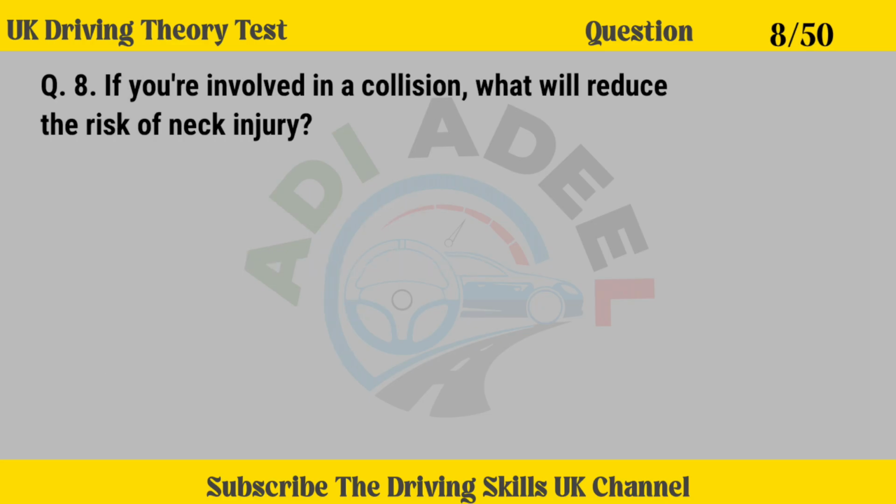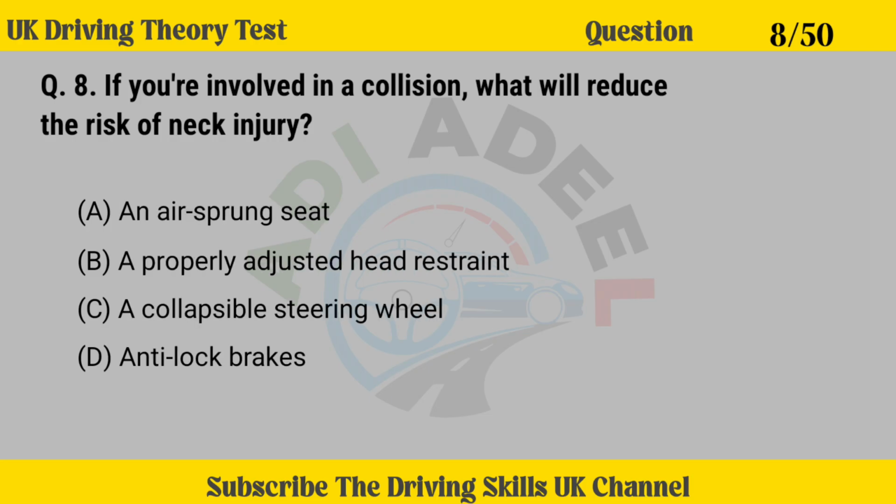Question 8. If you're involved in a collision, what will reduce the risk of neck injury? A, an air-sprung seat. B, a properly adjusted head restraint. C, a collapsible steering wheel. D, anti-lock brakes. The right answer is B, a properly adjusted head restraint.